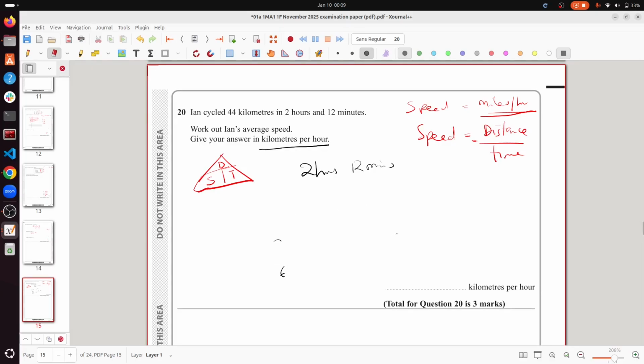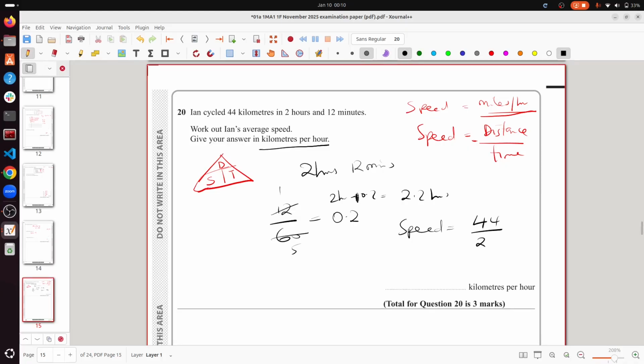So let's convert 12 minutes out of 60. We know that 12 goes into 12 once, and into 60 five times, and 1/5 is the same thing as 0.2. So that tells me that should be 2.2 hours in total, because I have 2 hours plus 0.2 hours, which gives me 2.2 hours. So my speed now should be distance, 44, divided by 2.2 hours.